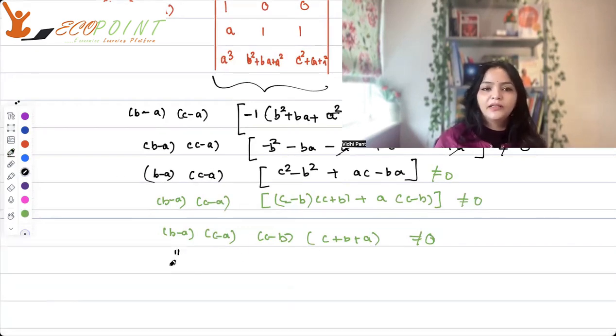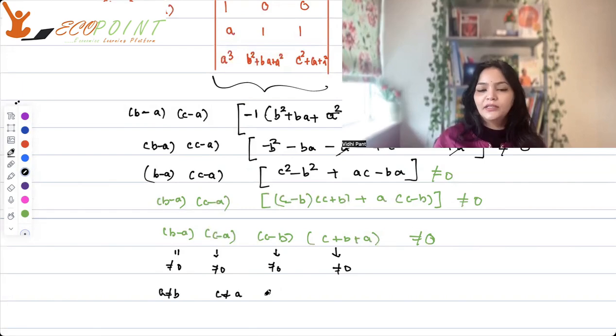So from here we get this should not be equal to 0. From here we get this should not be equal to 0. From here this should not be equal to 0. From here this should not be equal to 0. मतलब a should not be equal to b. यहाँ से आ गया c should not be equal to c. यहाँ से आ गया c should not be equal to b. यहां से आ गया a plus b plus c should not be equal to 0.